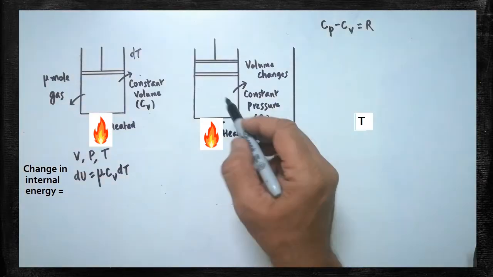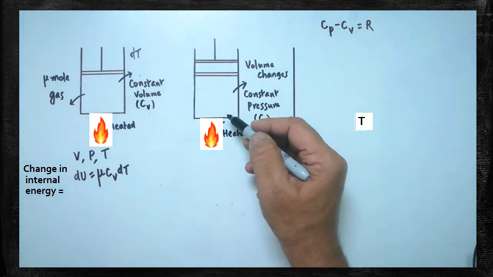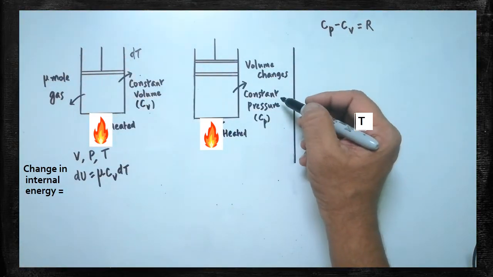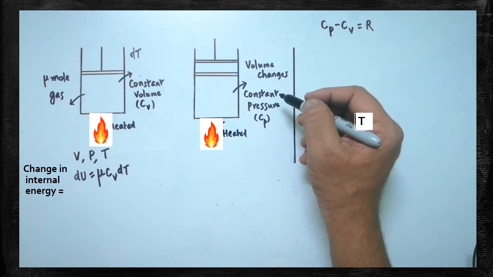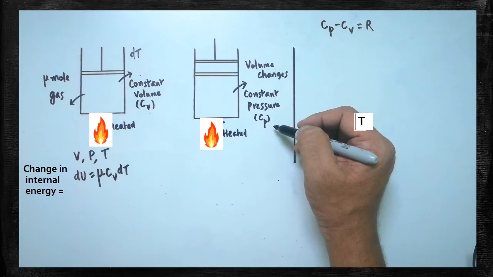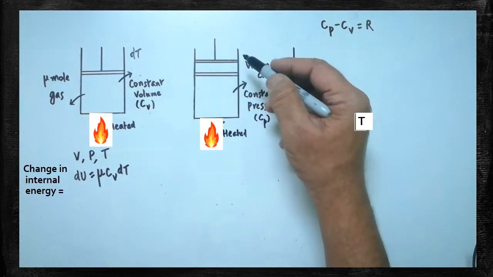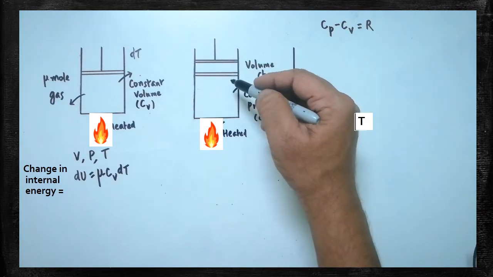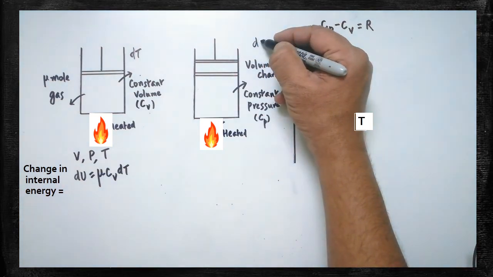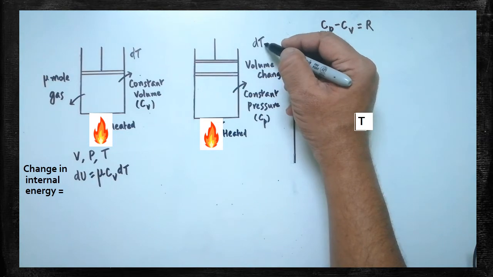Now the same gas, mu mole amount of gas, is to be heated now. Are you clear? You have to remove the weights here. So now constant pressure must be maintained. The constant pressure can be called Cp here. Now because of the supply of heat, volume is changing. The piston moves from one position to another position, volume changes, and in the meantime temperature also changes. The increase in temperature is represented by dT.